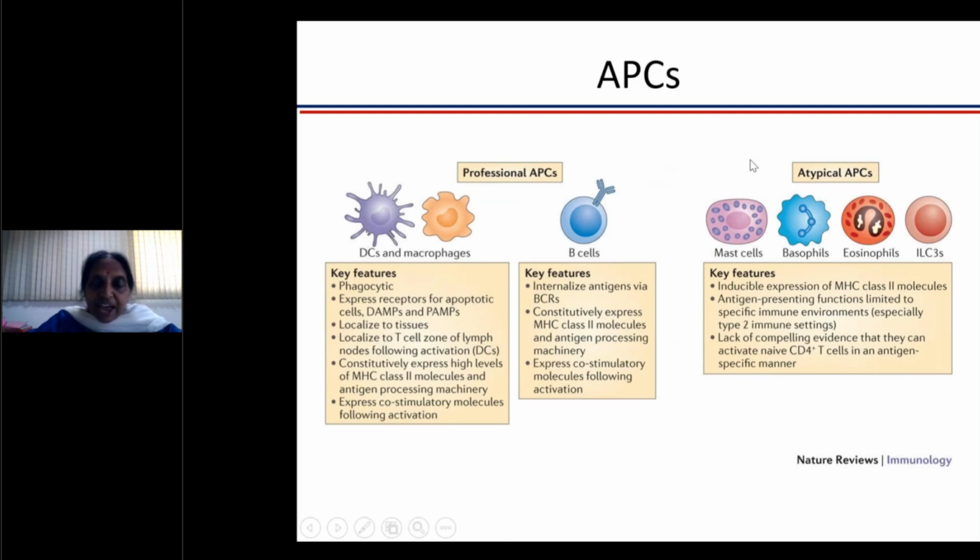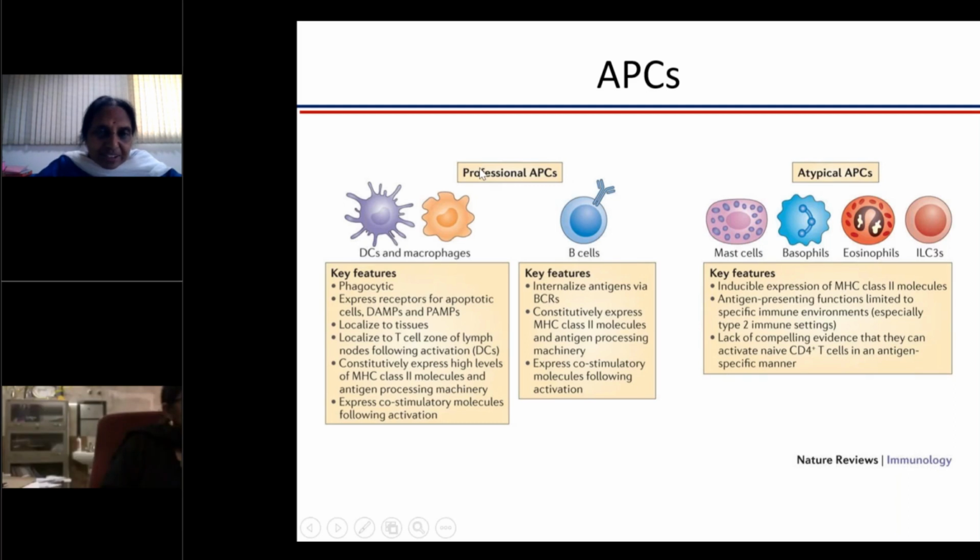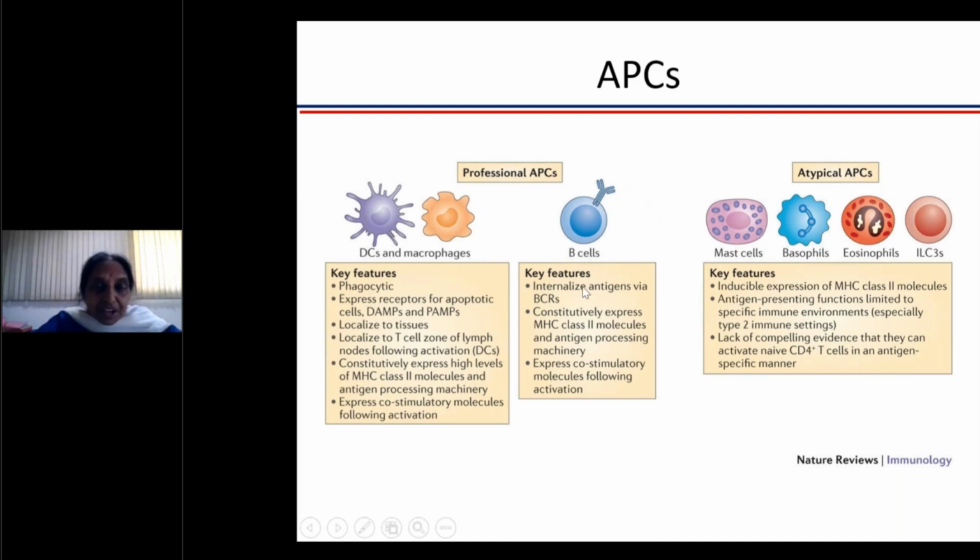And we also have the antigen presenting cells. Yesterday we did not discuss what the characteristics of a professional antigen presenting cell are. We also have atypical antigen presenting cells. But the two major antigen presenting cells are dendritic cells and macrophages, and also B cells. I don't think most of you know that B cells, while they help in production of antibodies, also help in presentation of antigen.